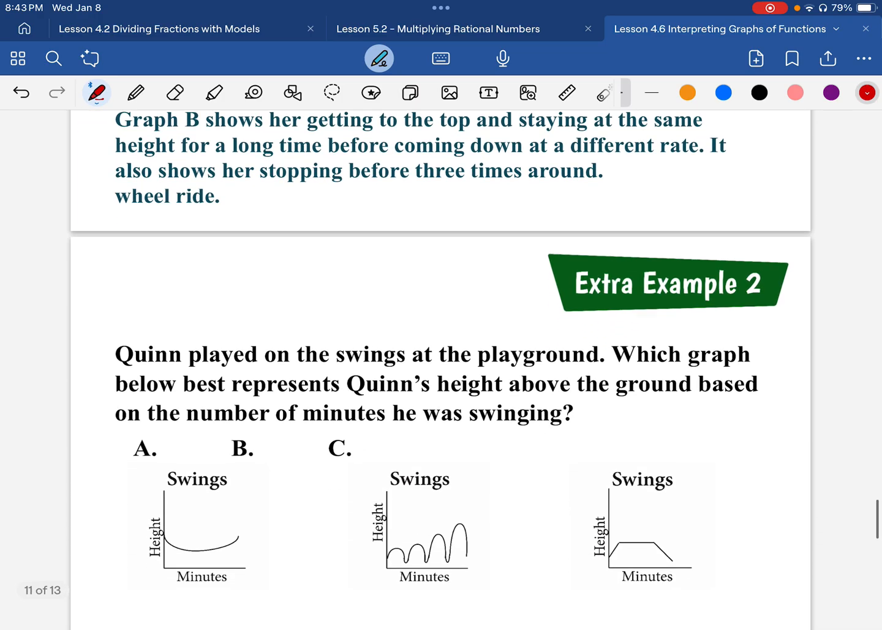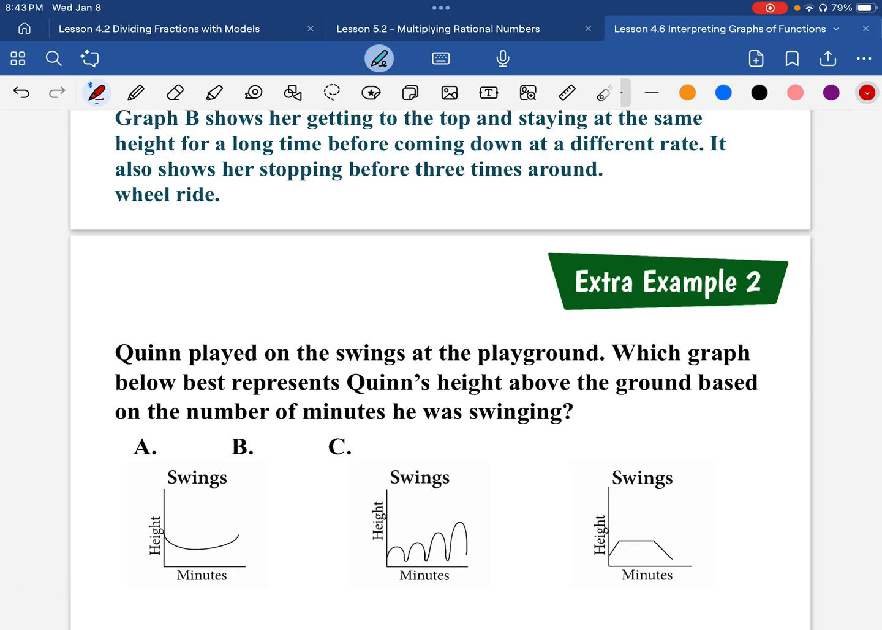Let's look at one more here. Quinn played on the swings at the playground. Which graph below best represents Quinn's height above the ground based on the number of minutes she was swinging? So, Quinn played on the swings. So she's on a swing. Are swings on the ground? No, most swings are not resting on the ground. Your feet might be on the ground, but your butt is not. So if we're measuring her height off the ground, we would typically measure from where the swing actually is.